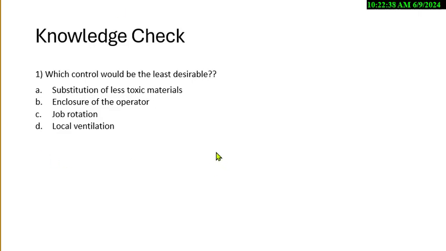So which control would be the least desirable? Boy, that's a tough one. Now you have to think backwards. Substitution of a less toxic material, enclosure of the operator, job rotation, or local ventilation? Very good. It is job rotation. Substitution is second. Enclosure of the operators and ventilation are engineering controls, and job rotation is administrative.